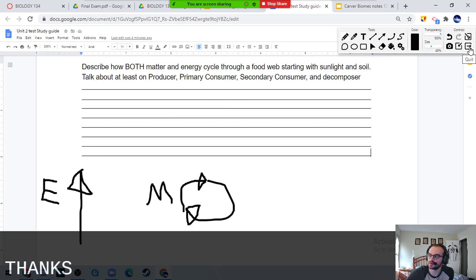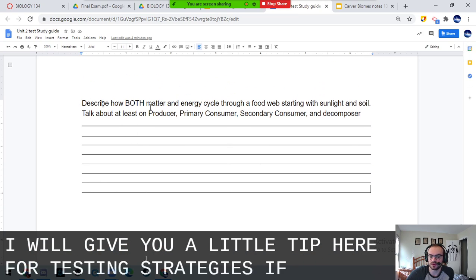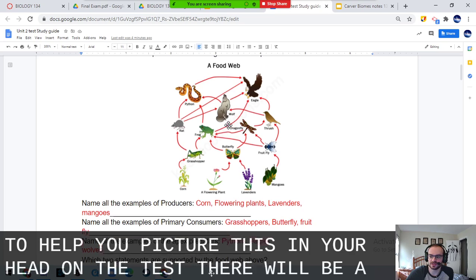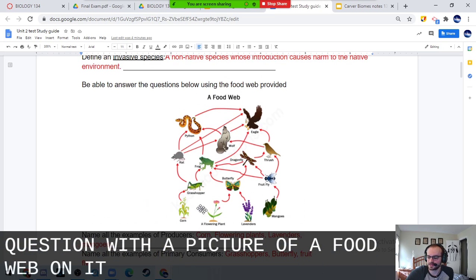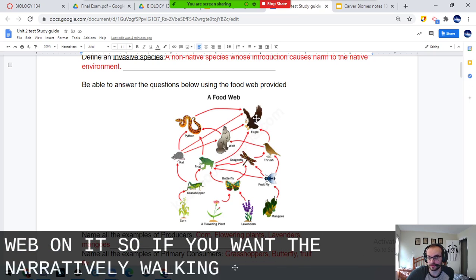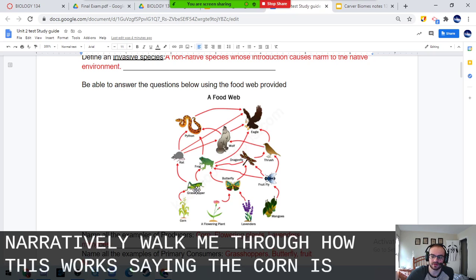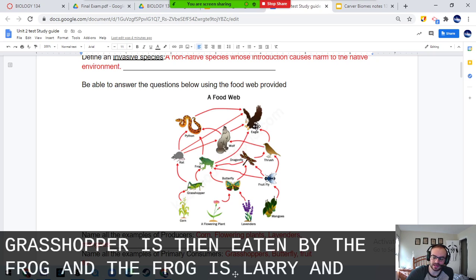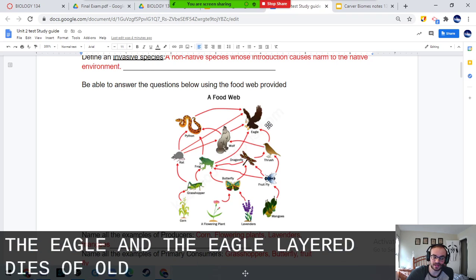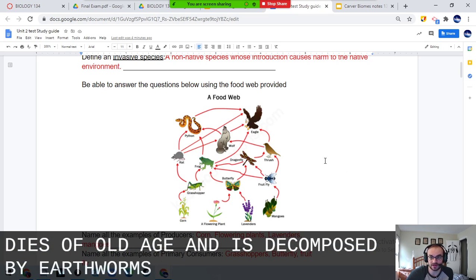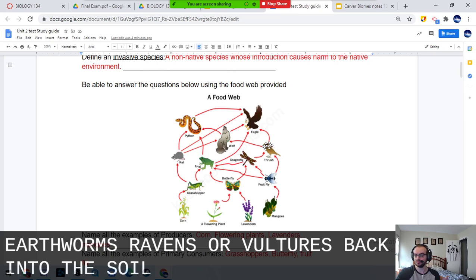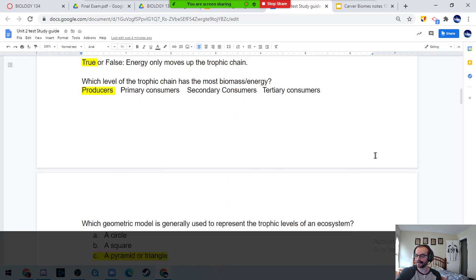I will give you guys a little tip here for test taking strategies. On the test, there will be a question with a picture of a food web on it. If you want to narratively walk me through how this works, say the corn is eaten by the grasshopper, the grasshopper is then eaten by the frog, and then the frog is later eaten by the eagle, and the eagle later dies of old age and is decomposed by earthworms, ravens, or vultures back into the soil. If you want to do that.